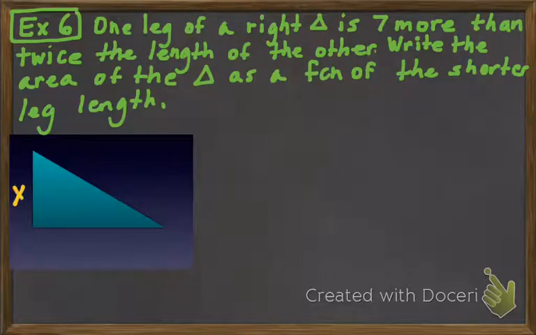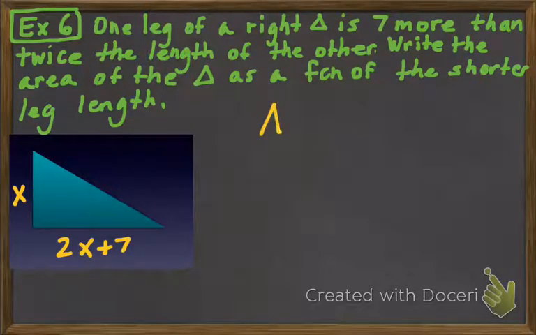So let's call the shorter leg x, and then let's translate 7 more than twice the length of the other, which should sound familiar because that was actually example 1. So that is 2x plus 7. Actually, a variation of the very first one because that was less than. Alright, so we have our leg lengths labeled, and then we read on to see that we are to write the area of the triangle as a function of the shorter leg length. In other words, as a function of x.